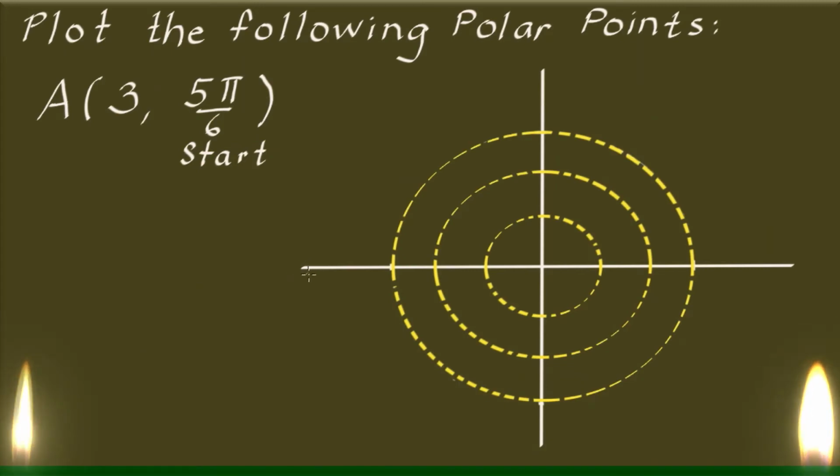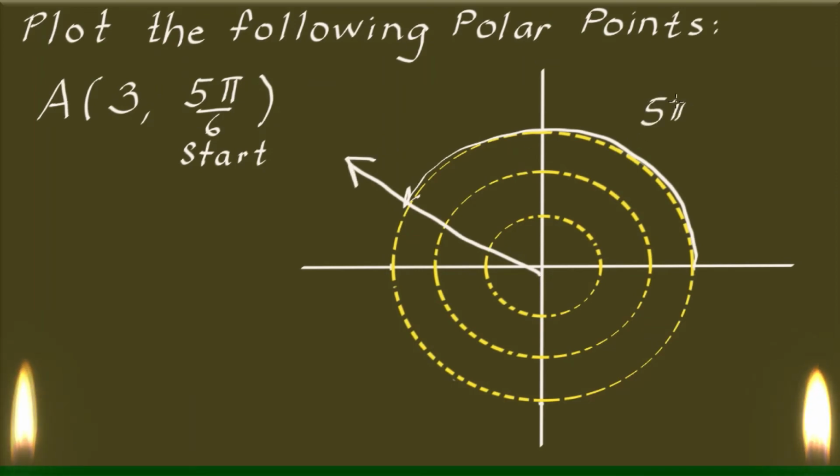Let's see the last set of examples. Plot the following polar points. Point A with coordinates (3, 5 pi over 6). In plotting a polar point, you always start with the angle. Here, the angle is 5 pi over 6. So let's find the angle 5 pi over 6. So this is the angle 5 pi over 6.